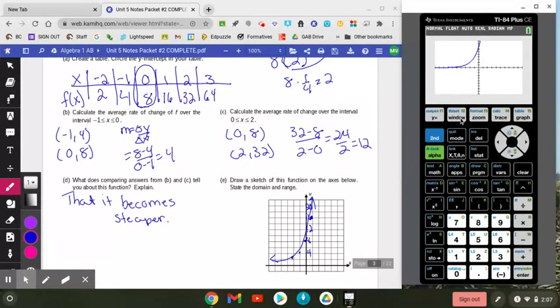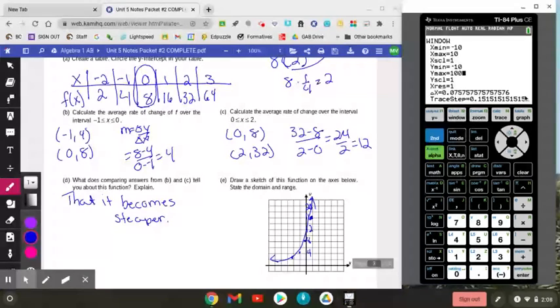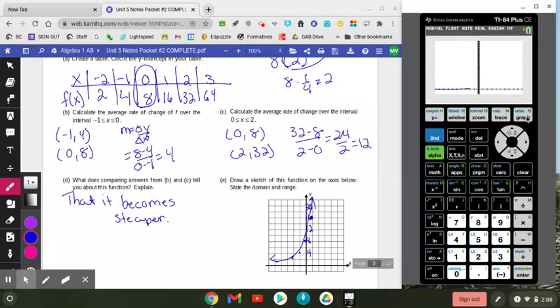And remember, we could change our window to see larger values. So if I wanted to go up to 100, you can see that it does indeed continue to go up. Also notice that it never goes across the x-axis.